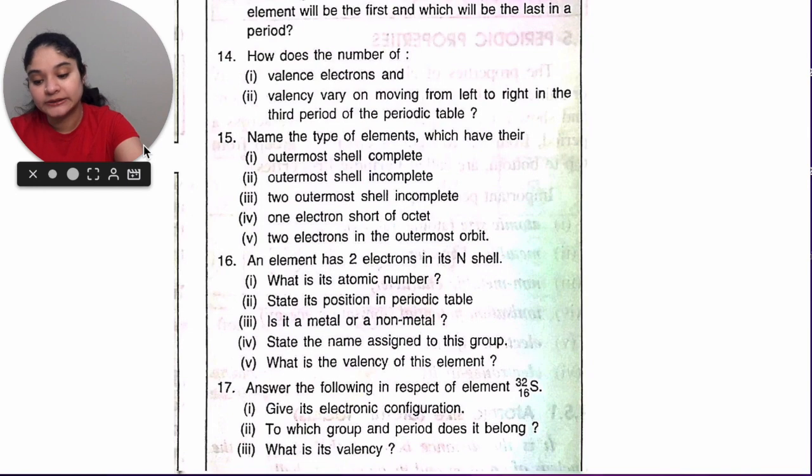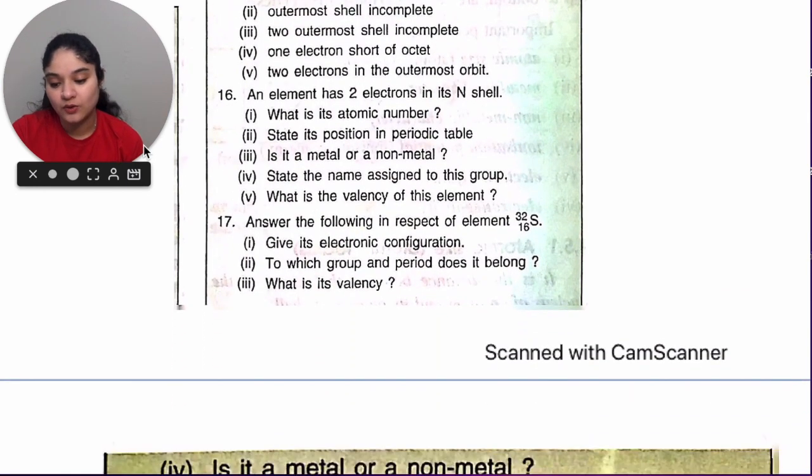Next question is, answer the following in respect of element S, 32/16, that's sulfur, and you have the atomic mass and atomic number written. Now they are asking the first question, give its electronic configuration. So you have 16, right? If you write the electronic configuration for that, it will be 2, 8, 6. So 2, 8, 6 will be your electronic configuration.